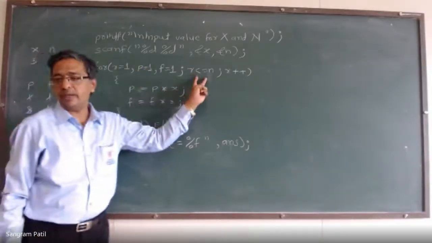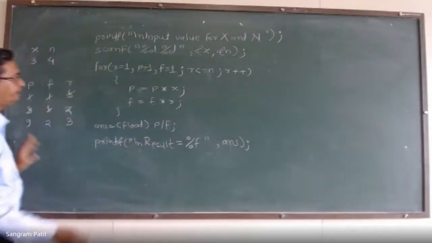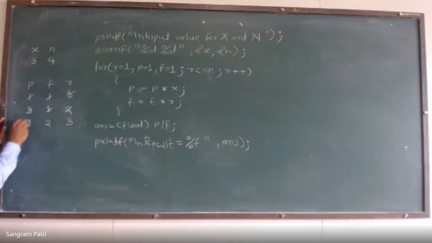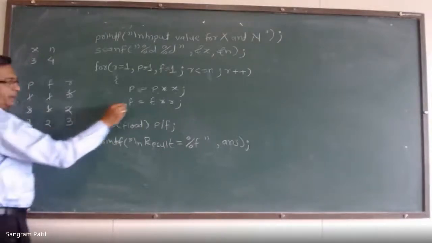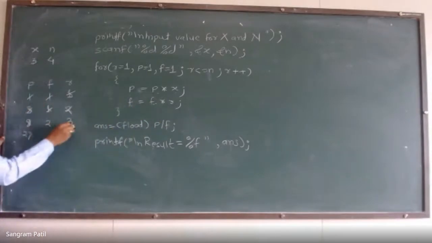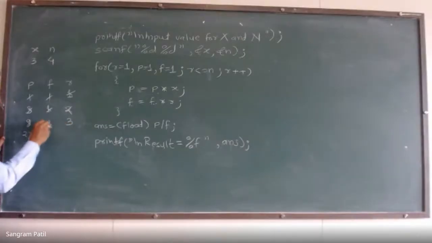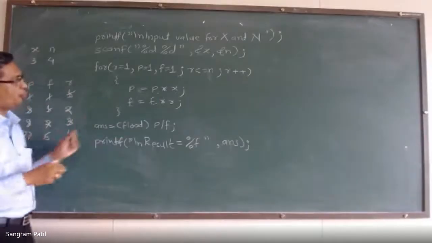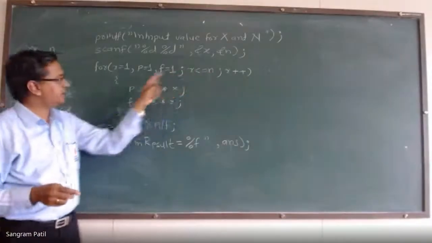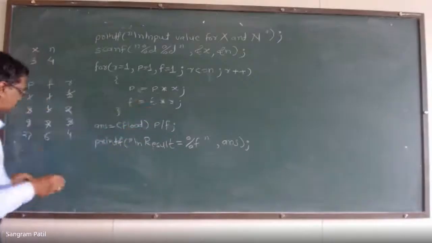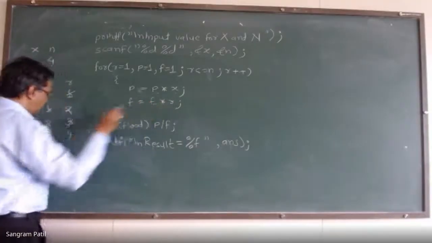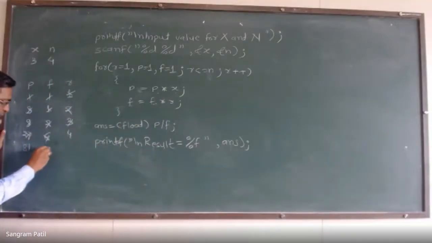Less than equal to n? Yes, because n is 4. P equal to p into x. Value of p is 9 into x, which is 3, is 27. F equal to f into r. F is 2, r is 3. 2 into 3 is 6. Curly bracket. R plus plus. Value of r becomes 4. Less than equal to n? Yes. Curly bracket. P equal to p into x. So 27 into 3 is 81, which gives the new value of p. F equal to f into r. 6 into 4 is 24.